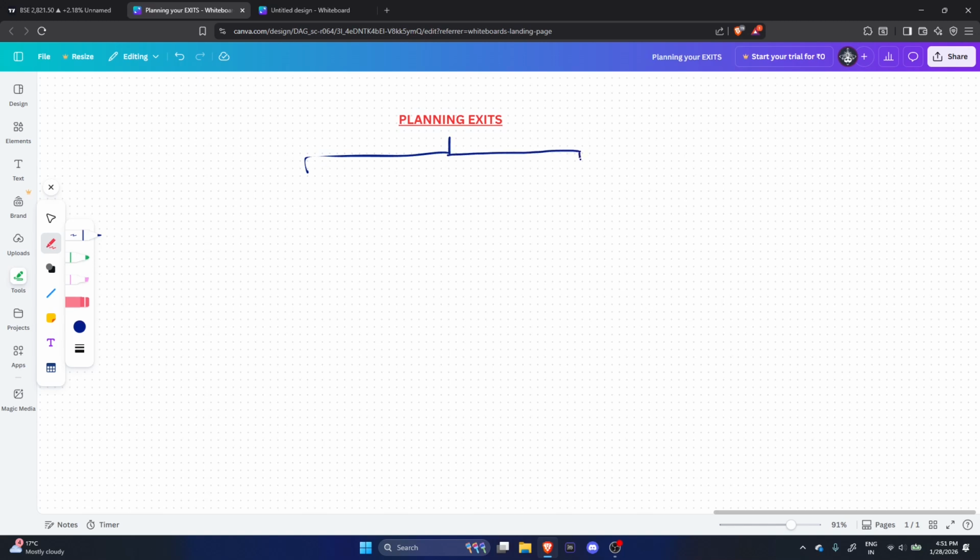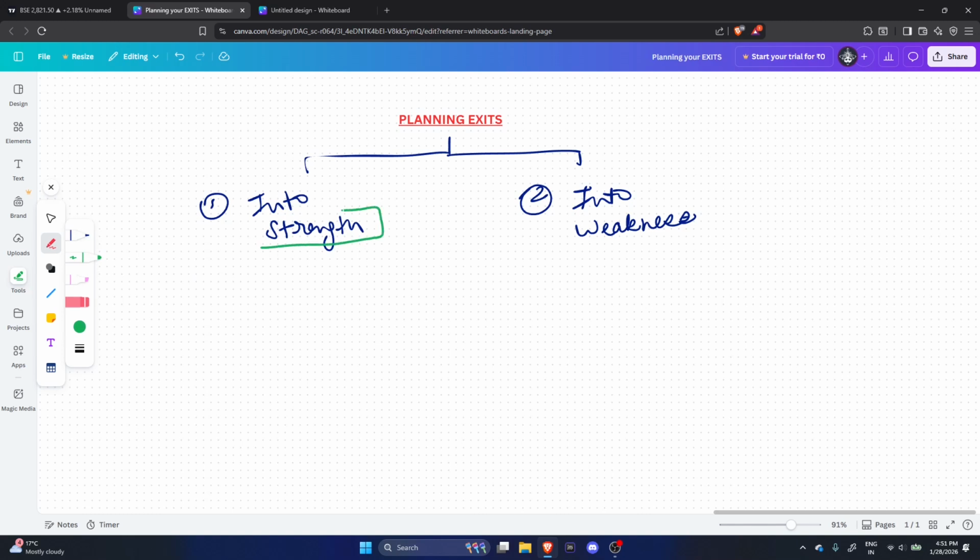So for me, exits are just of two types. One is exiting into strength and then into weakness. Today we're going to be focusing on the strength part, for which we have some criteria in hand. Criteria number one, location, under which we are focusing on overextended stocks.